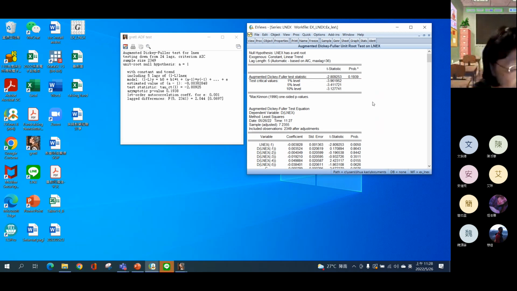For annual data, usually we use 1 or 2. This is a general rule. For quarterly data, you use 4, for monthly data, 12, and for daily data, you can use more lags too. But just try it. Okay, any questions? No problem.